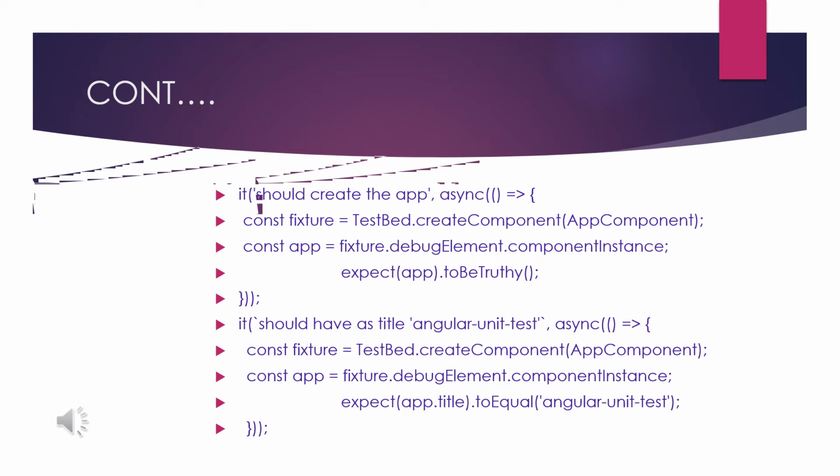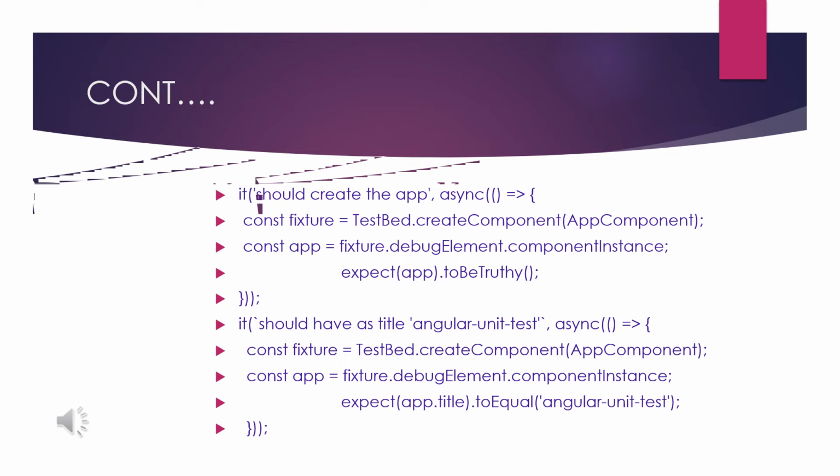First, I need a constant fixture equal to TestBed.createComponent. I have an app component, so I create the component and fix it in a constant value, the fixture. And constant app is equal to fixture.debugElement.componentInstance, which will create the component and debug the element, giving the component instance. That will be stored as app. So I am expecting this app to be truthy, which means it will create a new instance of this component. That will be true, meaning it will return true, or else it will return false.